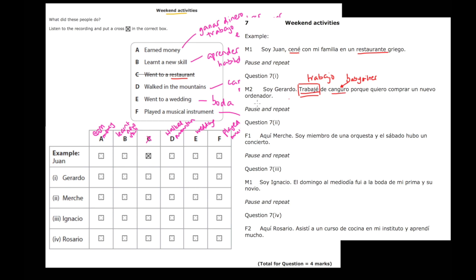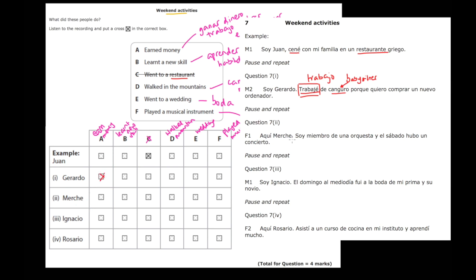So notice, if you just thought of ganar dinero, of course you probably wouldn't get this. Trying to go a little bit further, trying to think of all the words that might be used to say the same, will help you. So for Gerardo, we would go earn money and we would do the cross here.